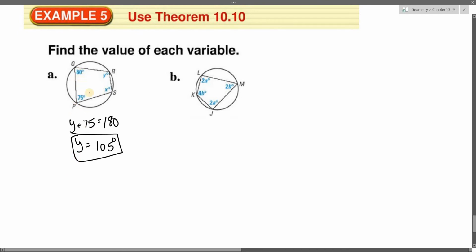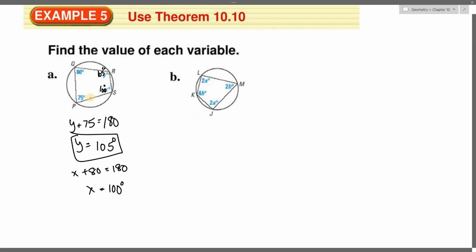X plus 80 degrees equals 180. And so, easy problem here. X is equal to 100 degrees. Okay. Now, yes, so this is 100 degrees and this is 105. All right. Now we've not said that this is a parallelogram. We've not said any of those things, so we really don't know, but we could classify them further.